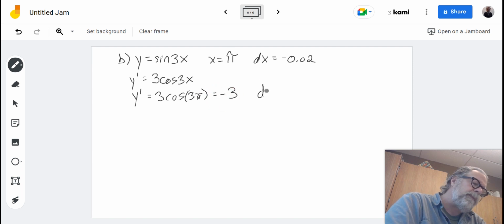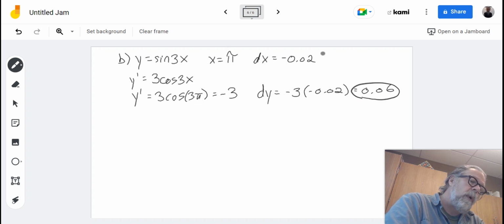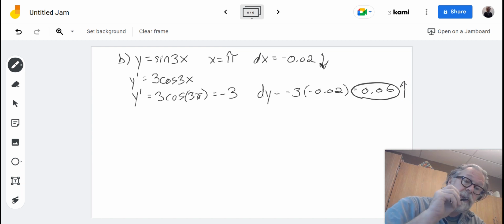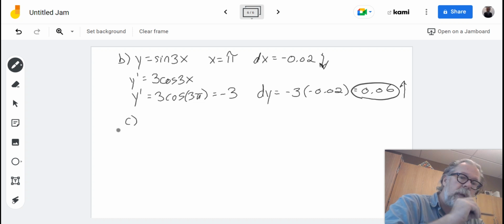And therefore, if I go down from x equals pi by 0.02, my y value will increase by 0.06. So down a teeny weeny little change in x, up a little change in y. Again, we're assuming linearization. This is not the actual value on the curve, but it is very close because we are looking at that tangent line.